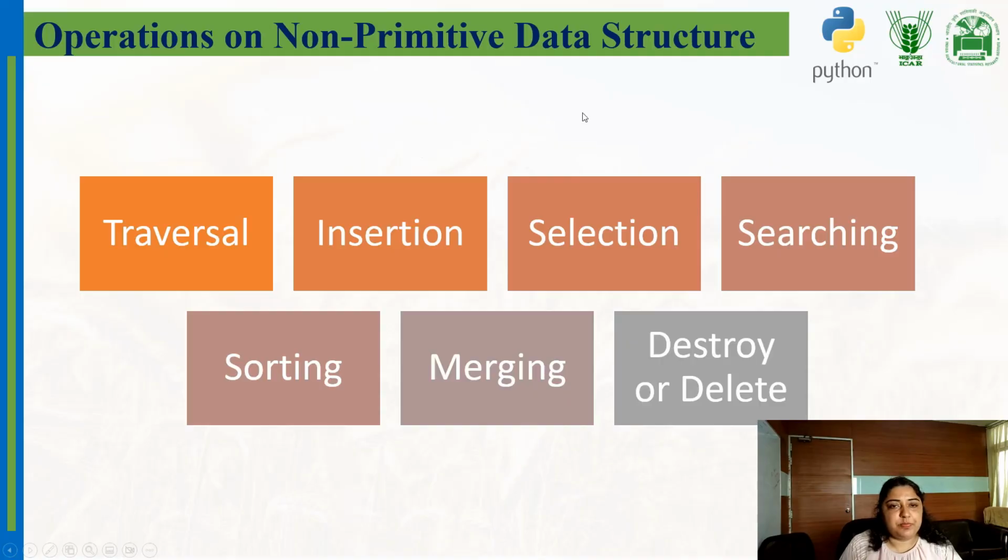Next, these are some operations on non-primitive data structures. That is traversal. Traversal means you are accessing the elements of a data structure. Insertion, you are adding elements. Selection, you are selecting some specified value. Searching, you are searching for a value. Sorting, you are arranging the values in ascending or descending order. Merging, you are combining different data structures. And destroy or delete, you are deleting the value.